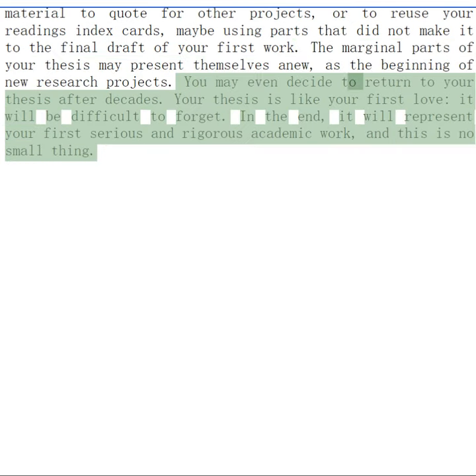You may even decide to return to your thesis after decades. Your thesis is like your first love, it will be difficult to forget. In the end, it will represent your first serious and rigorous academic work, and this is no small thing.